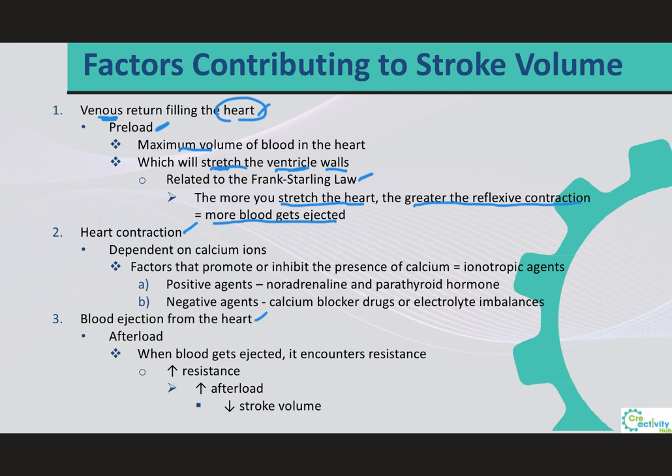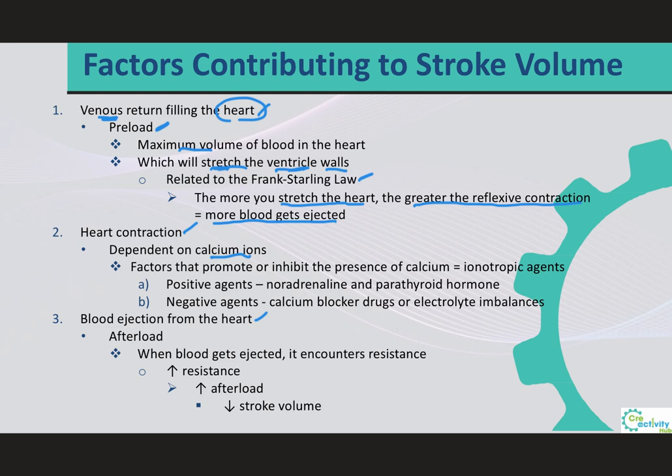So the more you stretch the heart, the greater the contraction, the more blood can be sent into the systemic and the pulmonary circuits. How about the contraction? What do you need to know about heart contraction? We have seen already that the contraction will be dependent on calcium, right? Because the heart is a muscle and muscle needs calcium to be able to contract.